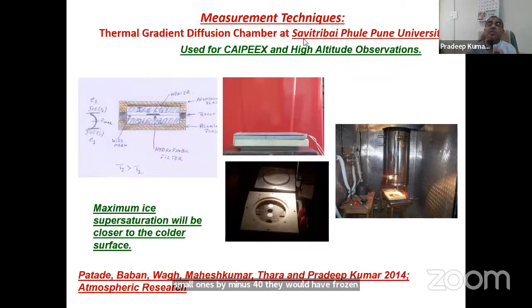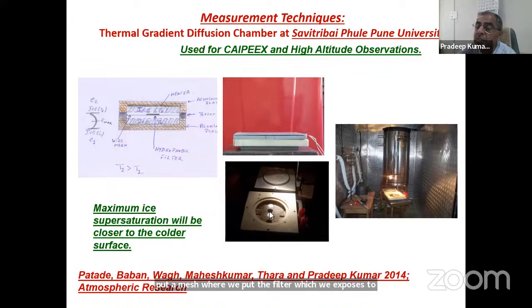So this is the measurement, again, the thermal gradient diffusion chamber, which we have developed in our laboratory here, which we have used for a lot of field observations. Now, how this functions is, you have two plates here wherein we form an ice layer. We pour water onto it and then we freeze it. So this is operated inside a cold room. And so these are the two plates. And in the center of the plate, we have put a mesh where we put the filter, on which we collect the aerosol particles in field experiment campaigns.